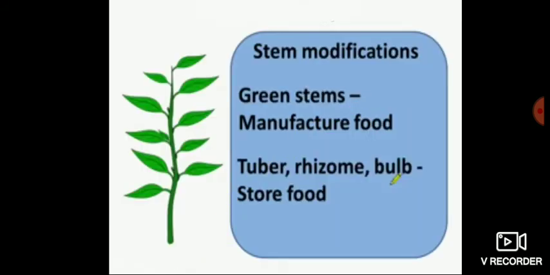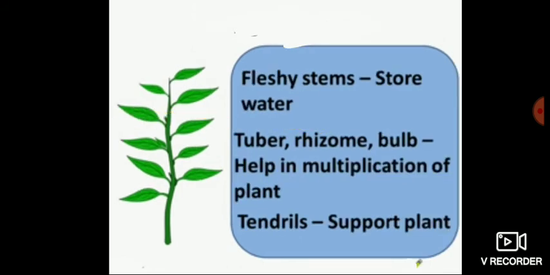So you have to remember beta, stem modification. Green stems manufacture food. Tuber, rhizome, bulb store food. Fleshy stems store water. Tuber, rhizome, bulb help in multiplication of plant. Tendrils support the plant.